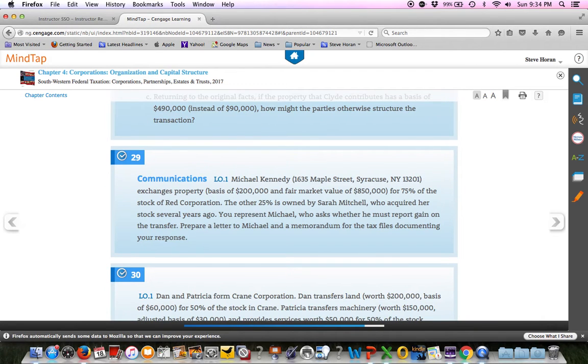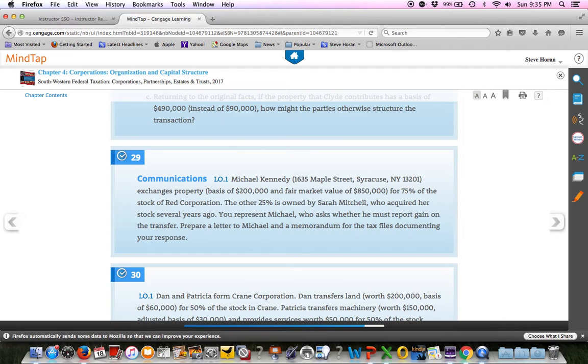So I'm not going to go through all the gory details of that, but I'm just going to pick out the highlights with this one. Just to think about it, transferred property, exchange of basis of $200,000 for fair market value of $850,000, 75% control. So the key is, hopefully everybody was thinking the 80% rule when you read that 75. So that's obviously a big deal.